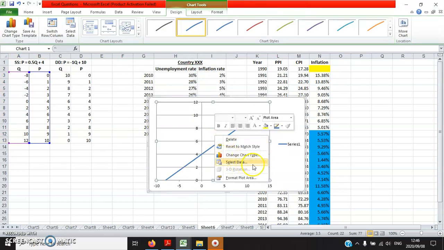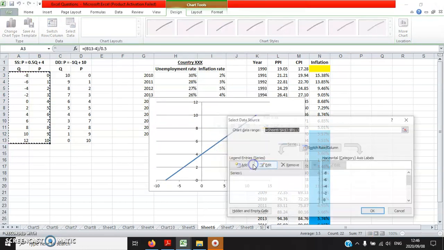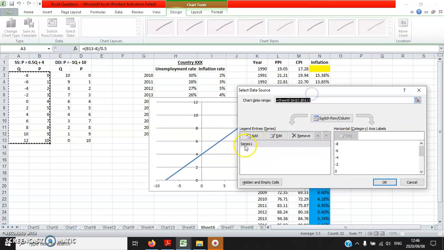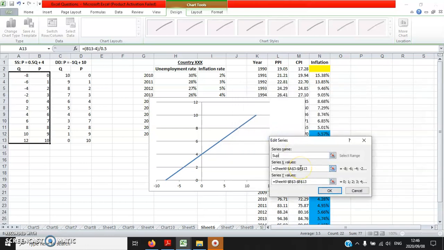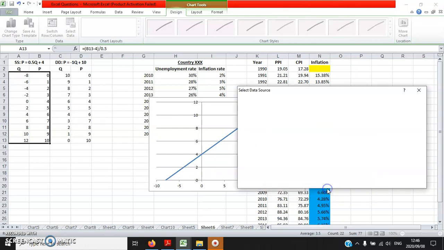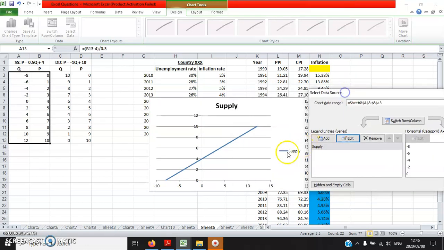Right click, select data. I must still give a name to this one. Nobody understands what series 1 stands for. I must rename it as supply. So edit, supply. Okay, do you see the change here?